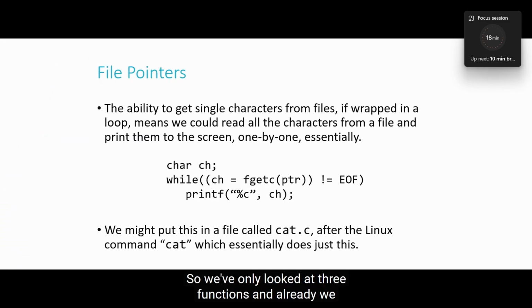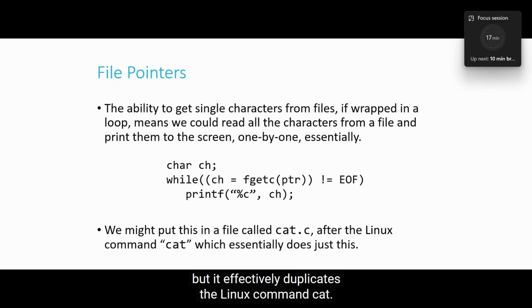Pretty straightforward. So we've only looked at three functions and already we can do something pretty neat. If we take this ability of getting a character and we loop it, so we continue to get characters from a file over and over and over, now we can read every single character of a file. And if we print every character immediately after we read it, we have now read from a file and printed its contents to the screen. We've effectively concatenated that file on the screen, and that's what the Linux command cat does. If you type cat and then a file name, it will print out the entire contents of the file in your terminal window. And so this little loop here, it's only three lines of code, but it effectively duplicates the Linux command cat.